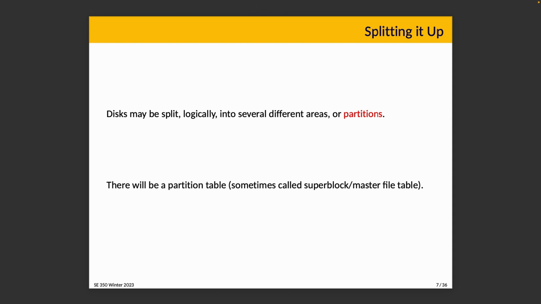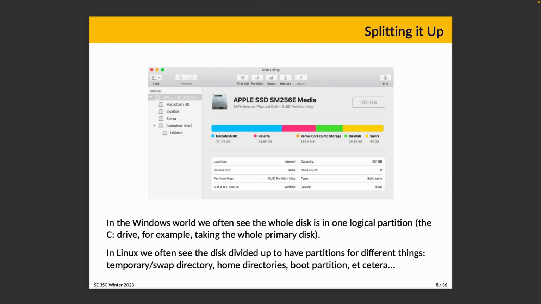Now, disks can be split, logically, into several different areas, which are referred to as partitions. And accordingly, you then need a partition table, and this is sometimes called a super block or a master file table, that gives an overview of where the partitions are. And in the Windows world, we often see that one whole disk is a logical partition, so the C drive, for example, might take up your whole primary disk.